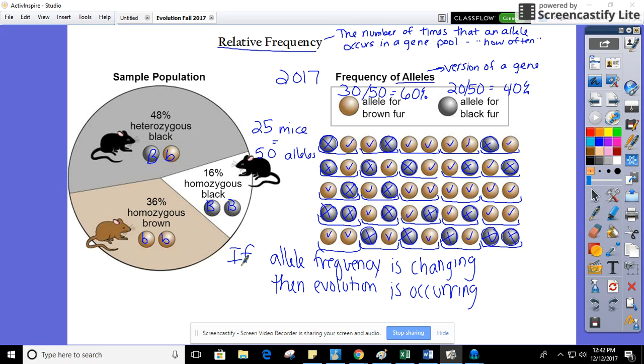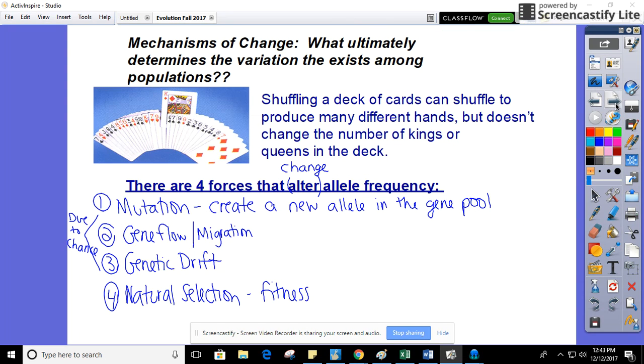So what we do know is if the allele frequency is changing, then evolution's occurring. So what ultimately determines the variation that exists among these populations? We have a deck of cards, and shuffling the deck can only produce many different hands, but it doesn't change the actual number of kings or queens in the deck. So what are four forces that could change the allele frequency? They are mutation, gene flow, which is also known as migration, genetic drift, and natural selection.